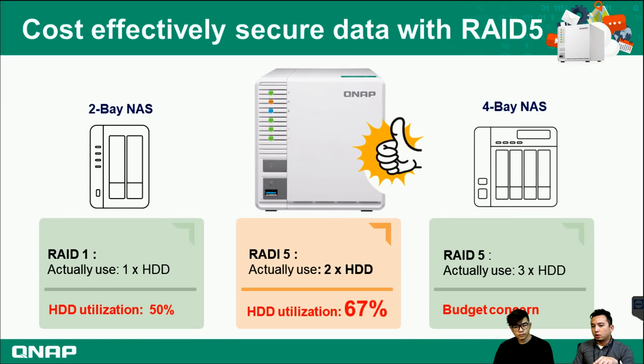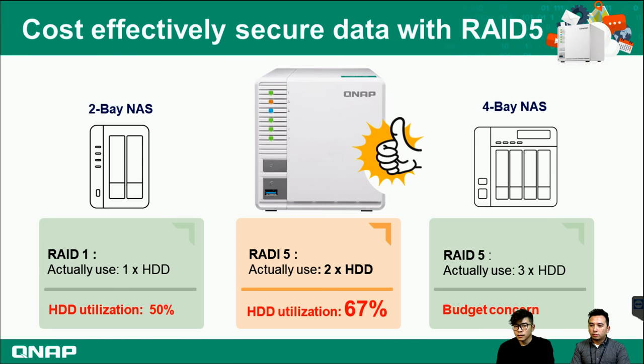You can see from this diagram, if you use a 2-bay NAS to build a RAID 1, the HDD utilization is only 50%. But if you use RAID 5 with 3 HDDs, the HDD utilization is about 67%. Let's imagine we choose 6 TB hard disks for a RAID 1, 2 divided by 2, so we will only get 6 TB storage capacity. But if we choose 3 TB hard disks, we will get around 67%, which equals around 6 TB. So basically, choosing three hard disks and using RAID 5, we get a better and larger storage capacity than using RAID 1. Yes, that's right.